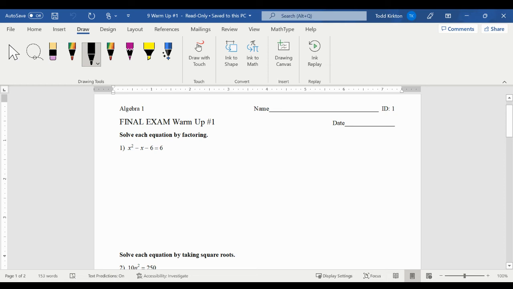Hey everybody, this is going to be just a review of the warm-up problems in case you missed them. This is our final exam review for second semester algebra. I'm just going to go through these, so I'll work them out.